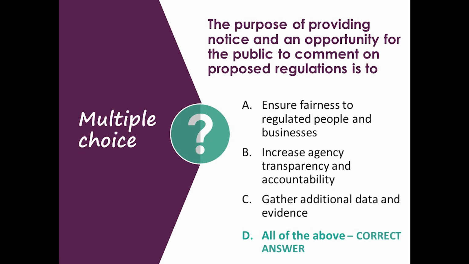If you selected D, you're correct. The notice and comment requirements for rulemaking serve many purposes, such as ensuring fairness to regulated people and businesses, increasing agency transparency and accountability, and gathering additional data and evidence from members of the public. For the reasons we've discussed, these procedures help to advance health equity and good governance within health departments.